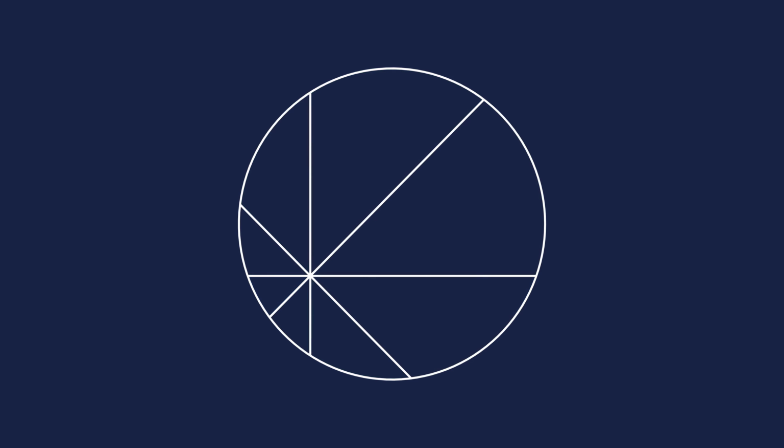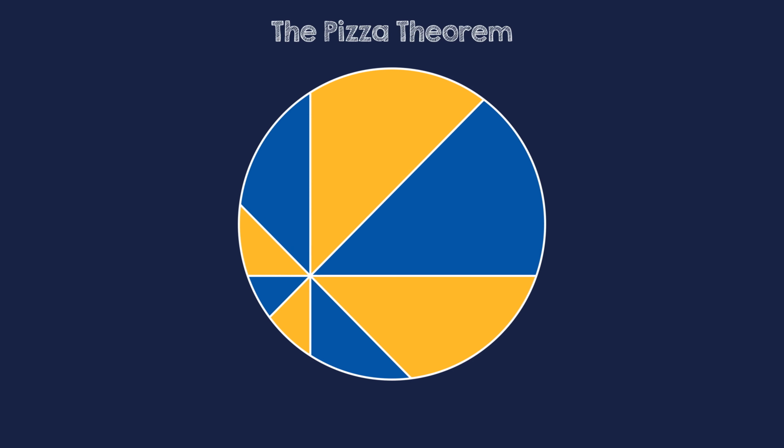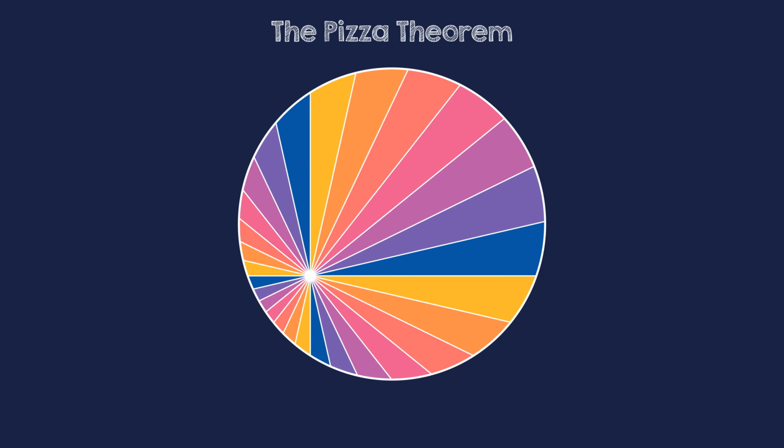The actual statement in the so-called pizza theorem is that the sets of alternating pieces result in the same amount of pizza if the total number of pieces is a multiple of 4, that's at least 8. So it wouldn't work for something like 4, 6 or 10 pieces, but it does for 8, 12, 16, etc.